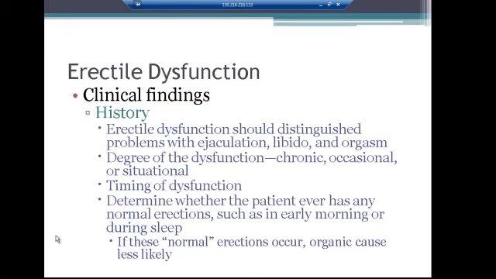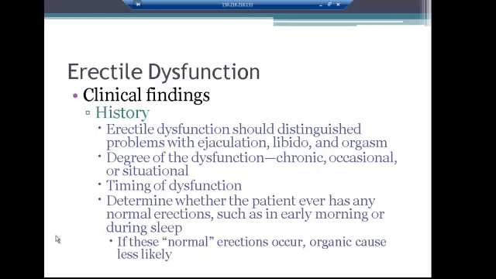Alright, clinical findings, history. You definitely need to get a history. Erectile dysfunction should be distinguished between ejaculation problems, libido problems, and orgasm problems. You also want to know the degree of dysfunction. Is it chronic? Does it happen all the time? Is it occasional, just now and then? Situational? Is it only with a new partner? Is it only whenever the patient's stressed? The timing of the dysfunction: difficulty maintaining or difficulty getting an erection.